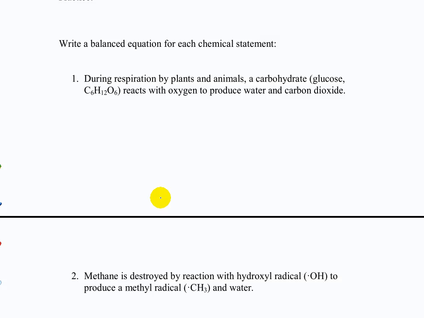First, one important thing is to be able to translate a statement like this, a sentence, into a chemical equation. So during respiration by plants and animals, a carbohydrate, in this case glucose, reacts with oxygen to produce water and carbon dioxide. So what are the reactants? What am I putting on the left? Water and... No, the others. Those are going to be the products, right?